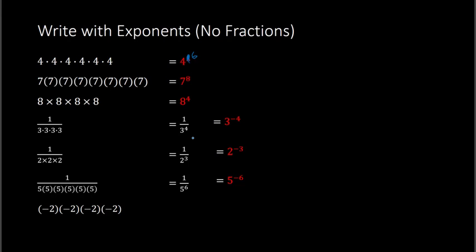Next we have negative 2 times negative 2 times negative 2 times negative 2. So we have 4 negative 2s multiplied together. So negative 2 is my base, and then 4 is my exponent. So I can write this as negative 2 to the 4th power.